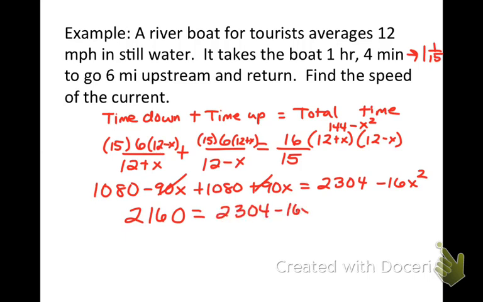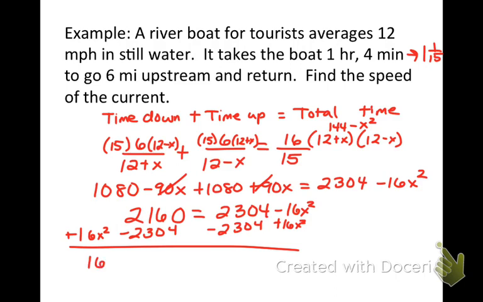2,304 minus 16x squared. Is my quadratic term positive right now? Nope. So let's move everything to the left side. So minus 2,304. Add your 16x squared over. So then we get 16x squared. What's that going to get me? Negative 144.